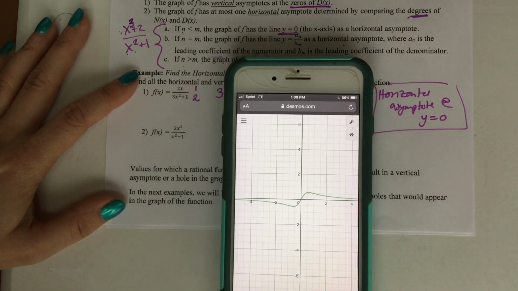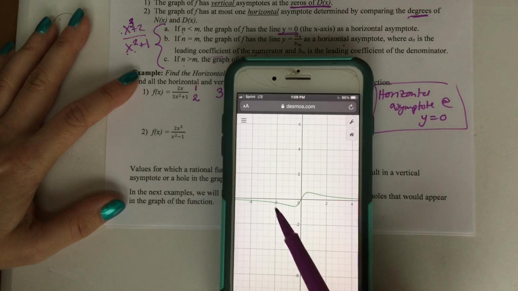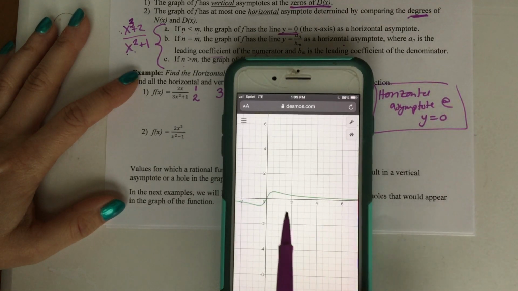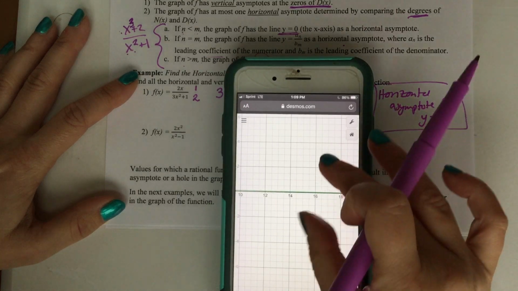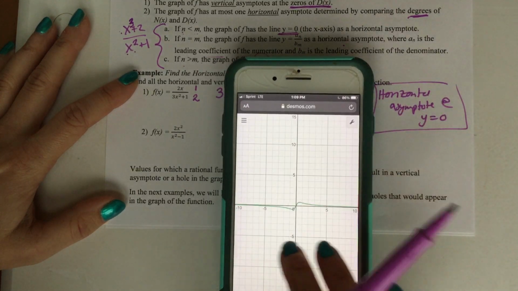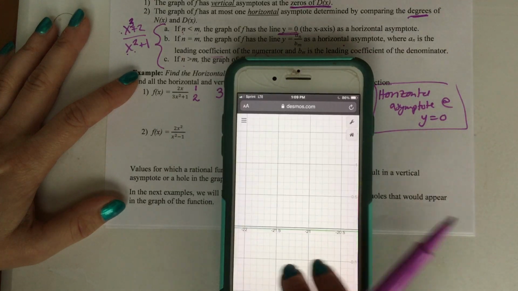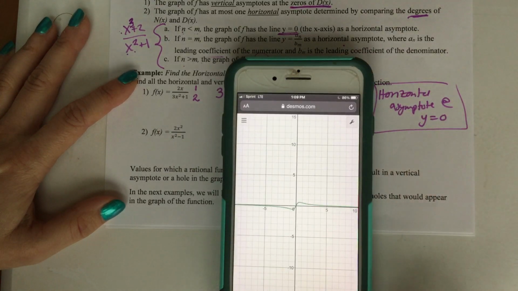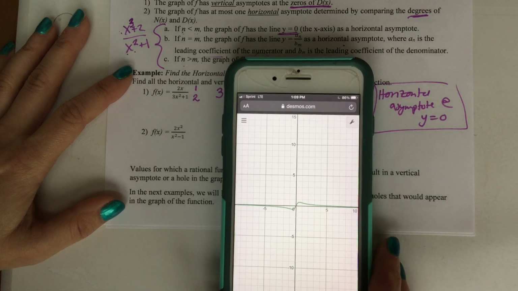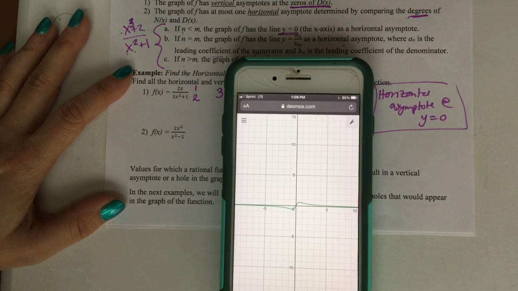Nowhere in the middle of the graph is it shooting up to positive or negative infinity. It's kind of a fun looking graph, but as we go all the way to the right, notice it's getting closer and closer to 0. As I go all the way to the left, same thing. If I zoom in, it's not touching that line. It may appear to be, but as you zoom in, it is not. So we do have a horizontal asymptote. Our graph is approaching the same value going to the left and the right, but we don't have any vertical asymptotes where it needs to shoot up or down to positive and negative infinity.